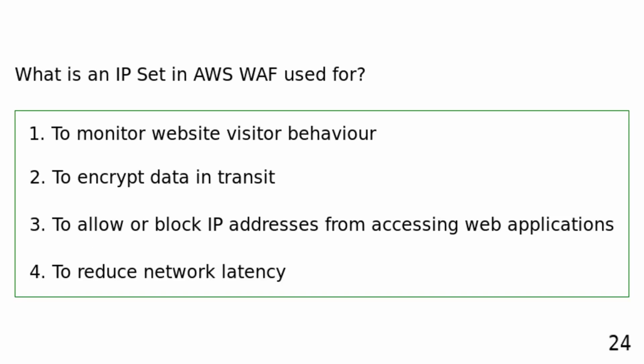What is an IP set in AWS WAF used for? To monitor website visitor behavior. To encrypt data in transit. To allow or block IP addresses from accessing web applications. To reduce network latency.